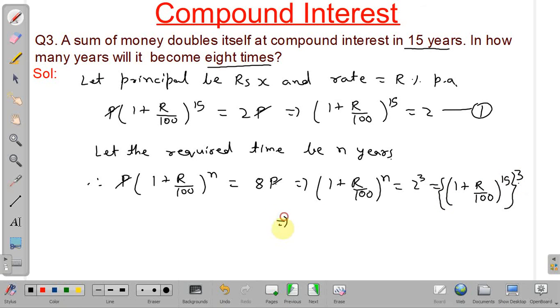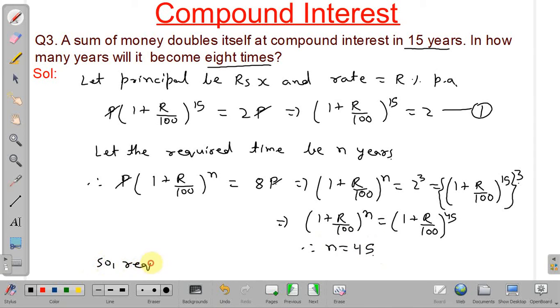Okay, so this will be 1 plus r by 100 to the power n equal to 1 plus r by 100 to the power, power will get multiplied, so it will be 45. Therefore, as base is same, so we can equate the powers. Therefore, n will be equal to 45. Okay, so required time is 45 years.